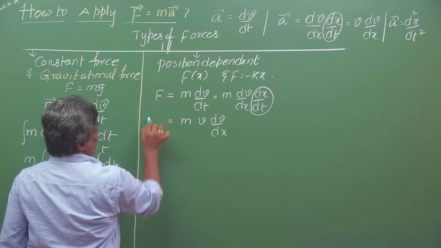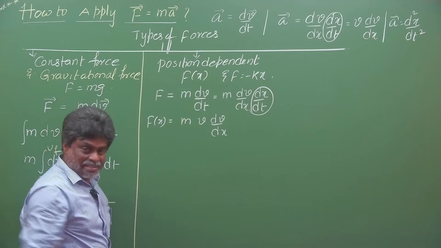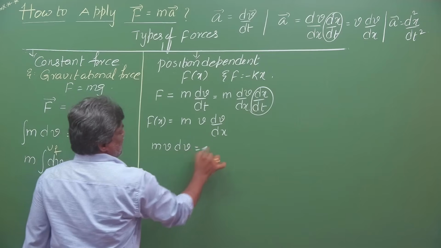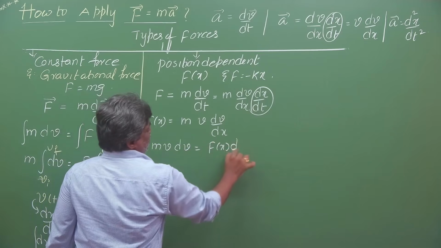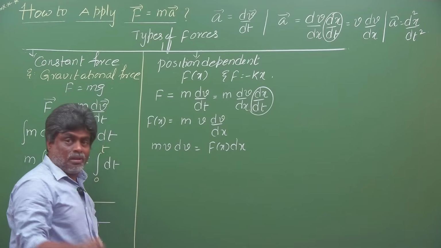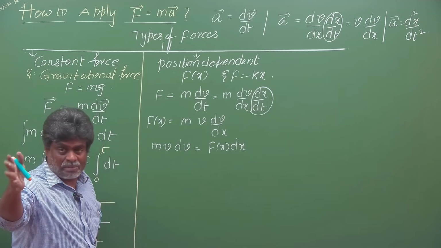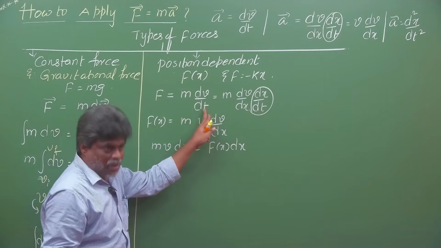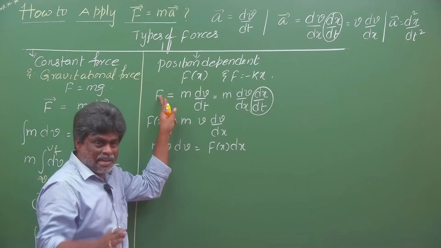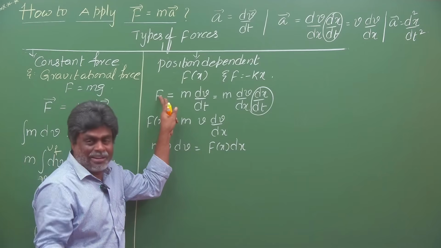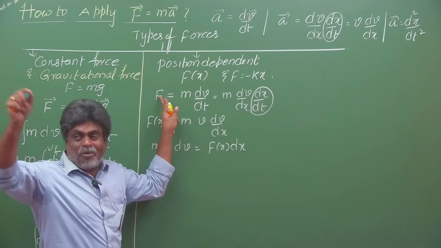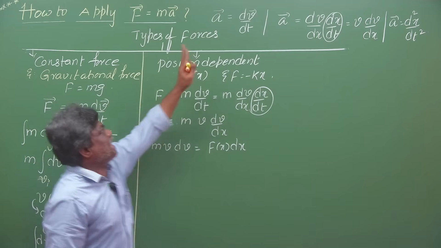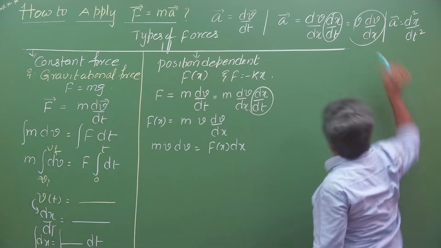Now see, now cross multiply. Your F is a function of x. Just cross multiply: m v dv equal to F dx. If you write d square x by dt square, it won't work. Why won't d square x by dt square work? Again, you would cross multiply F dt. Understand? It's wrong. So whenever force is position dependent, then immediately you have to take acceleration equal to v dv by dx.